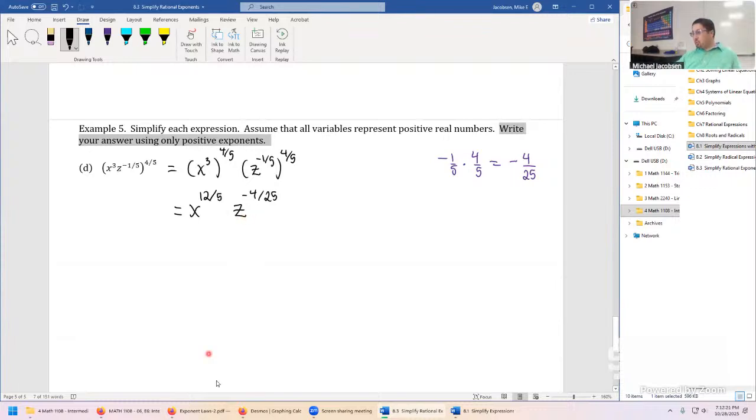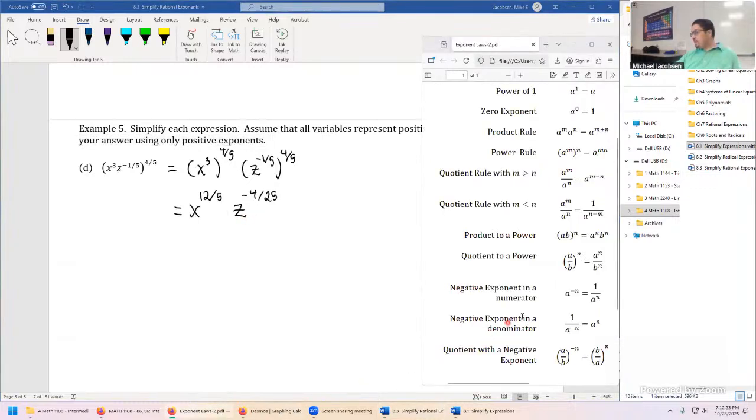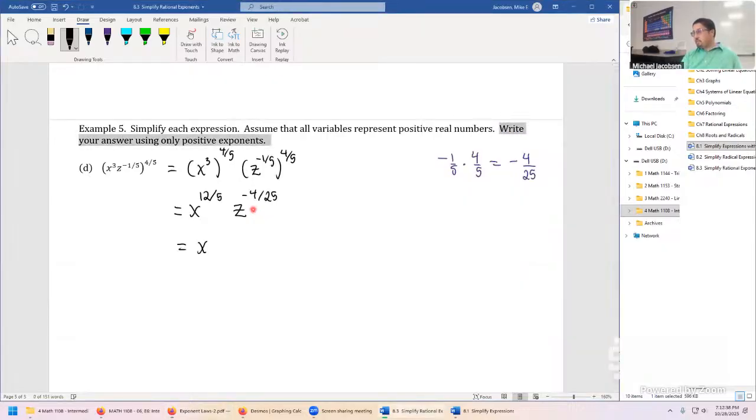We've been using this exponent law quite a lot in this section already. If we have a negative exponent, we just flip the position from numerator to denominator, or vice versa. If it starts in the denominator, promote it up into the numerator. This one's in the numerator, so the answer becomes x to the power 12/5 divide by z to the power of now positive 4/25.